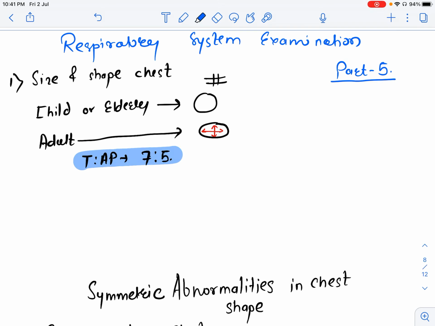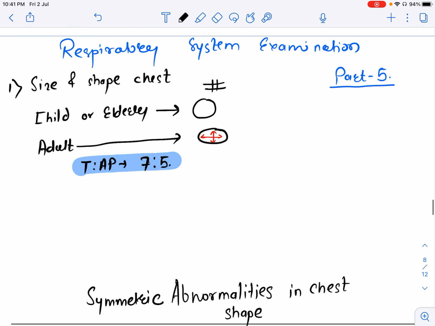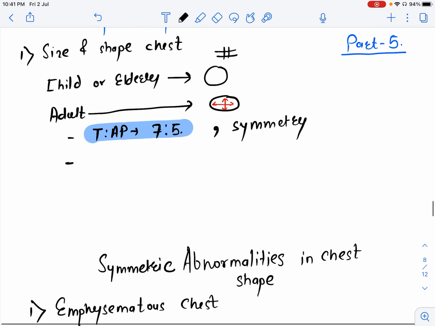Normal transverse to AP ratio. What else do we see in a normal chest? It has a transverse to AP diameter of 7:5 and it's symmetrical. Obviously, symmetry is very important when it comes to defining the normalcy of a chest. Also, another important thing which we use to define a normal chest is the costal angle.